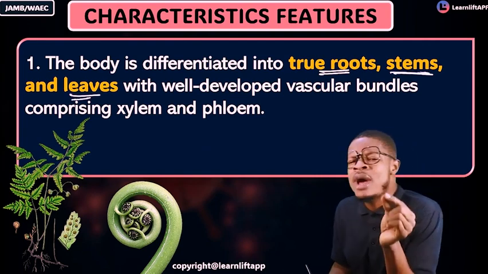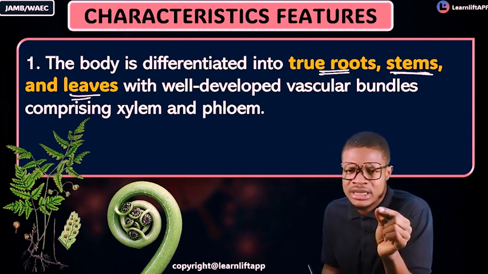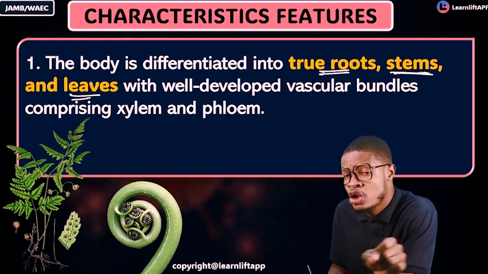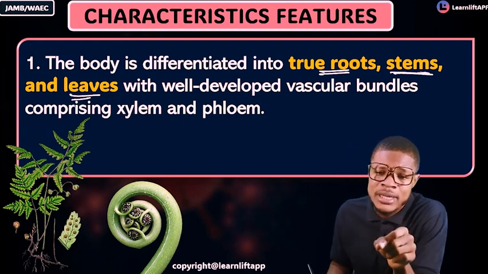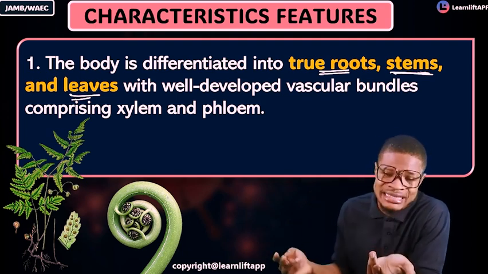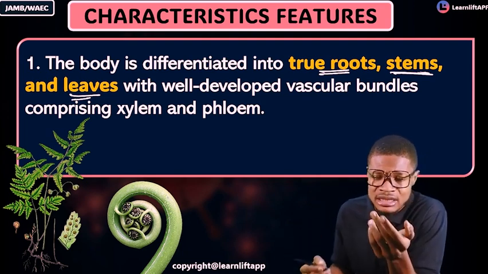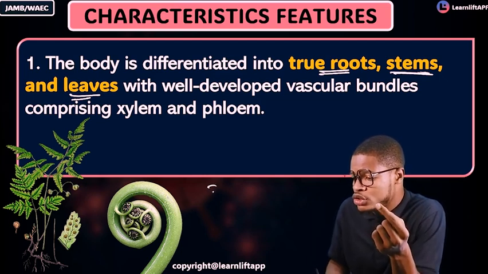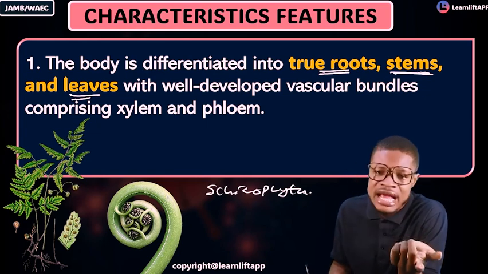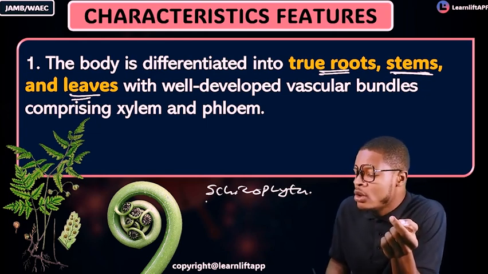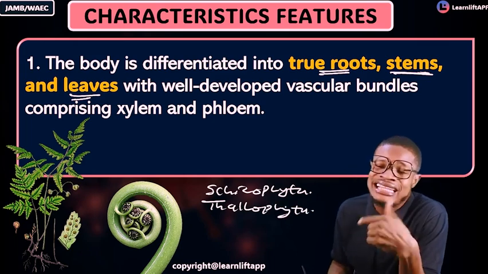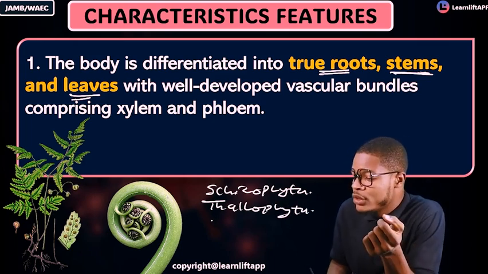While we were looking at your bryophytes, we said one thing about bryophytes is that they lack true roots, true stem, and true leaves, because they lack vascular bundles. So in your entire plant divisions, the first division is your schizophytes, and the schizophytes are the bacteria. After schizophyta, we went to look at your thallophytes. Thallophytes are the algae and the fungi.